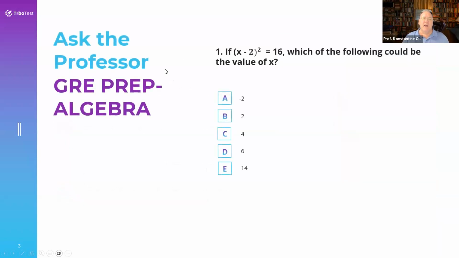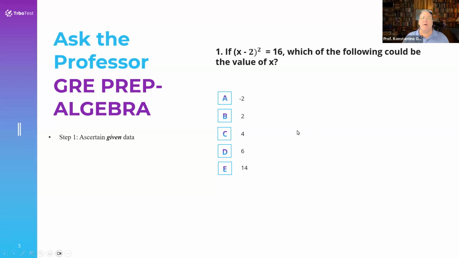The first question we have here is: if (x − 2)² = 16, which of the following could be the value of x? Keep in mind that we notice the answer choices are all in boxes or squares around the letters. This on the GRE immediately tells us that there are two or more answers that are true for this question. If we see an oval around the letter choice, it is only one. Again, if there's a square box, it means there's two or more.